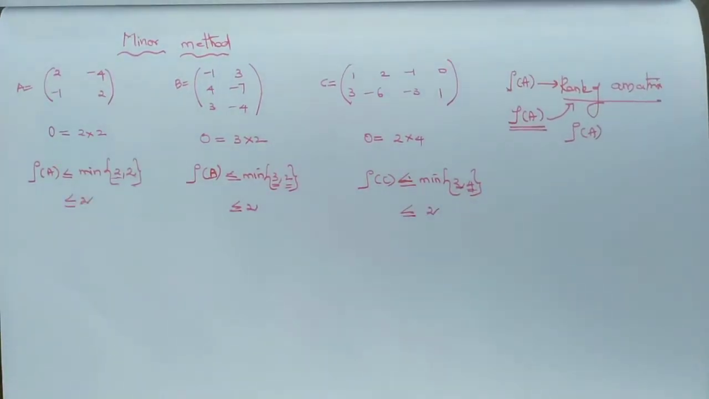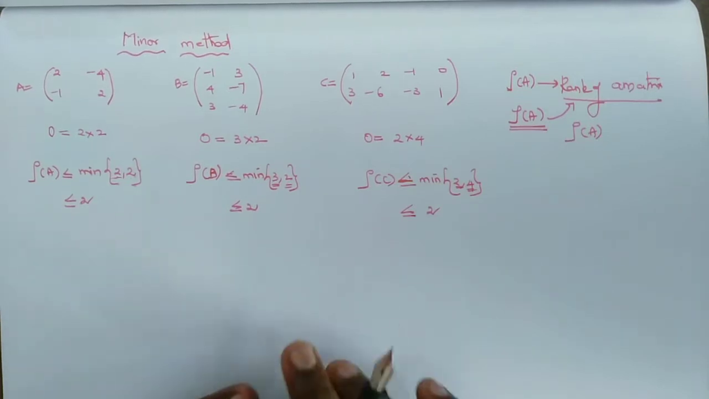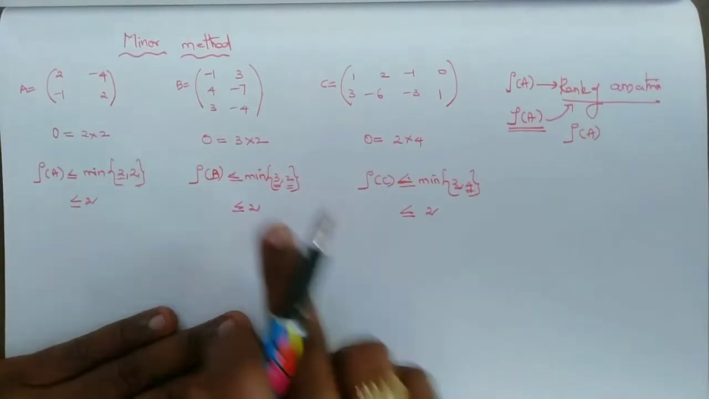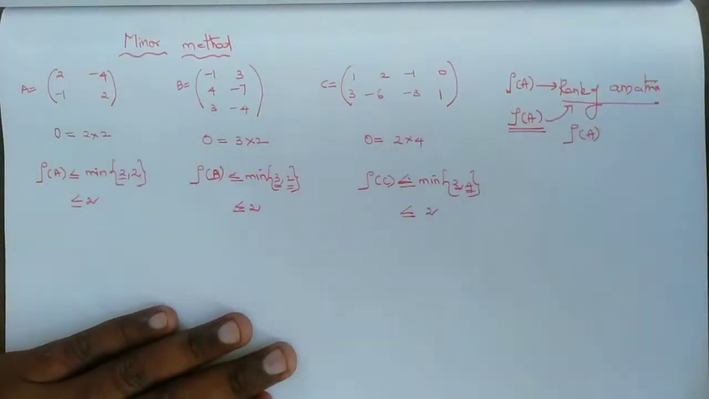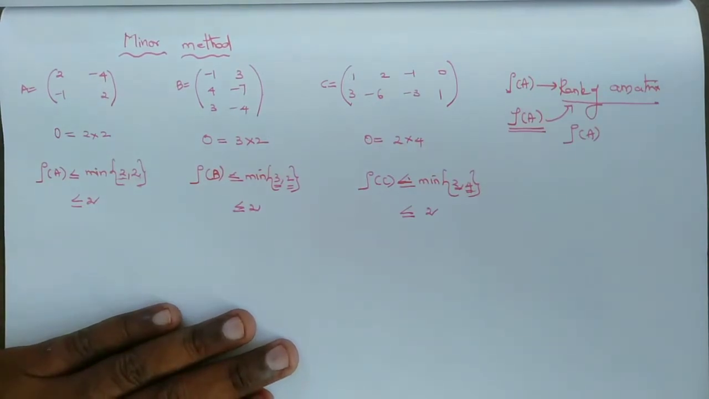This is the main thing we need to know in the minor method. First you need to find the order. The order of the first matrix is 2 cross 2. This is 3 cross 2, and 2 cross 4. Next, the formula. Rho of A is less than or equal to the minimum of row comma column. Rho of B is less than or equal to the minimum of row comma column. Rho of C is less than or equal to the minimum of row comma column.